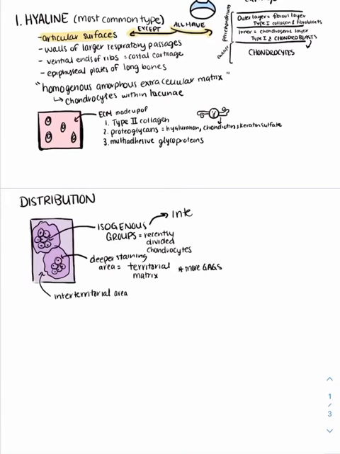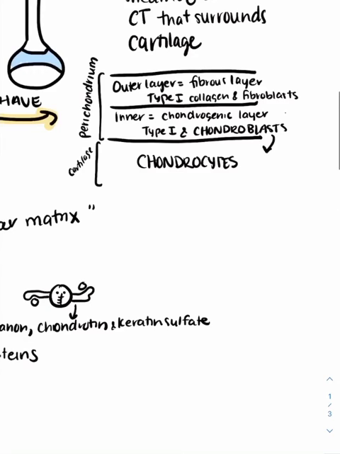We had two different types of growth. So the isogenous groups, where I'm having those divisions of the chondrocytes within the cartilage, that's called interstitial growth. Whereas we have something going from maturation from the perichondrium, so going from a fibroblast to a chondroblast to a chondrocyte, this is called appositional growth.